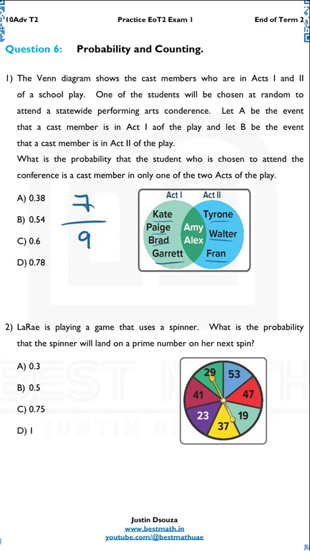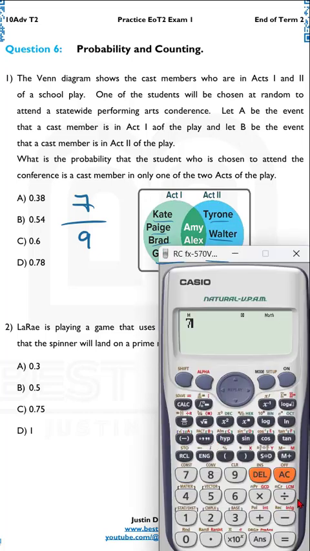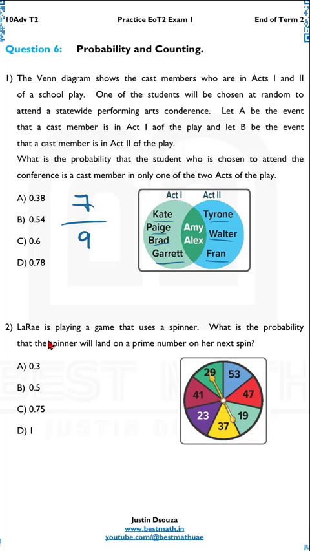Let's do it in calculator. 7 divided by 9 is equal to 0.78. That's option D.